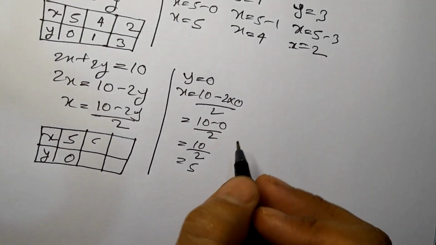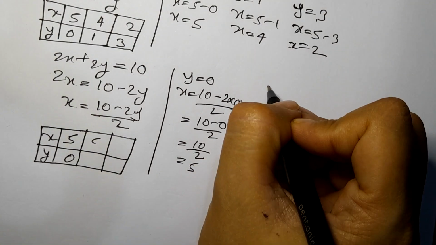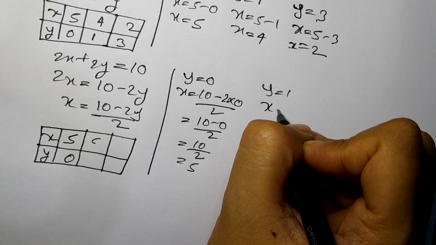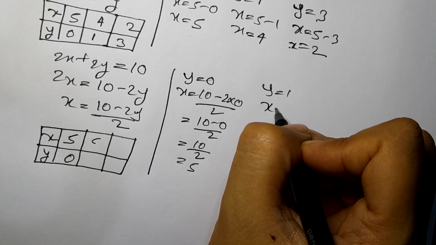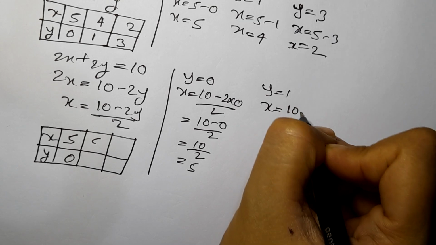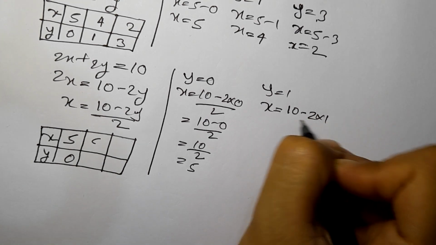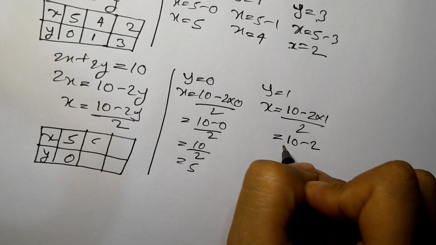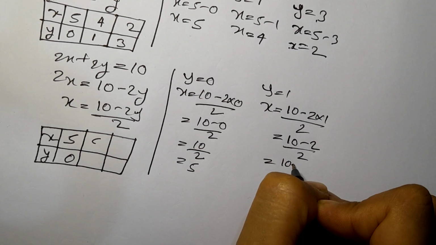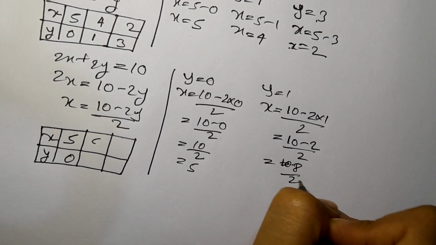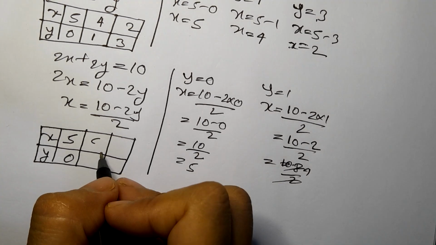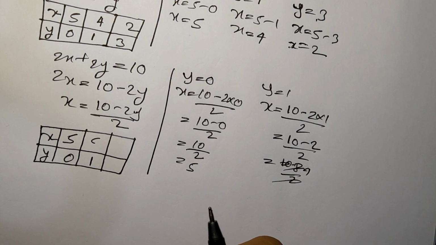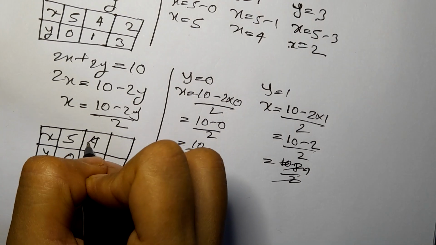Next, if you take y equal to 1, you can go for any number, but the result cannot be a fraction. If it is a fraction we cannot consider it. 10 minus 2 into 1 divided by 2, 10 minus 2 divided by 2, so it is 4. If you take 1, it gives us 4.